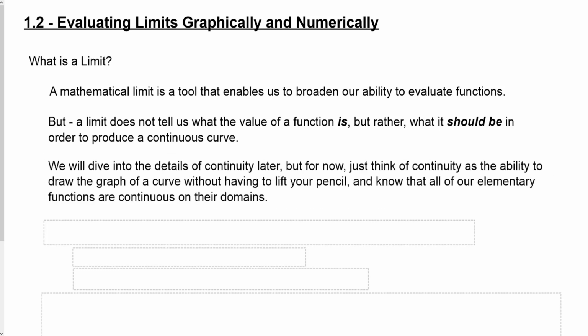We'll dive into the details of continuity in a later section, but just for now, think of continuity as the ability to draw the graph of a curve without having to lift your pencil. And know that all of our elementary functions, things like polynomials, exponentials, logarithms, sine, cosine, those sorts of things, are all continuous on their domains.